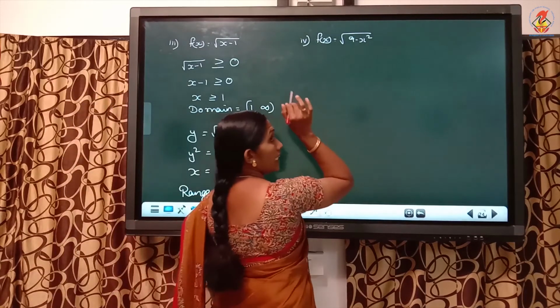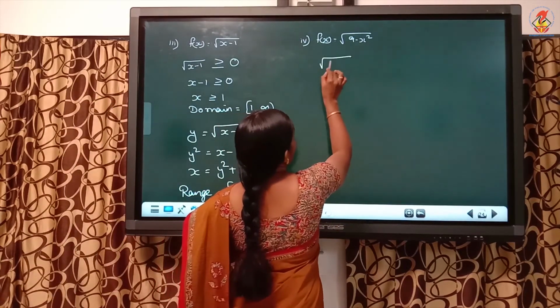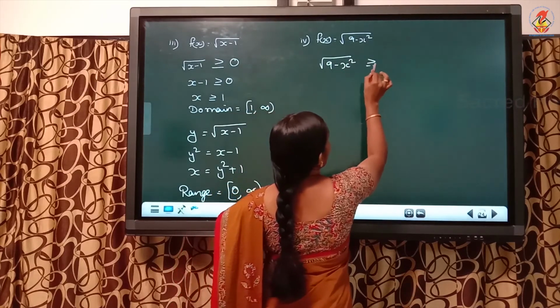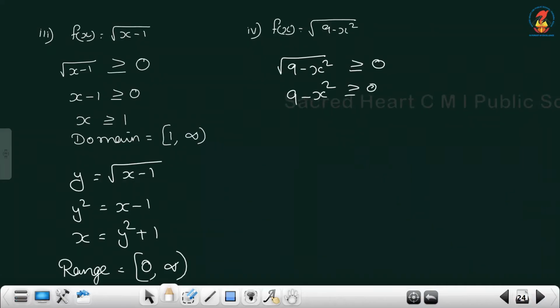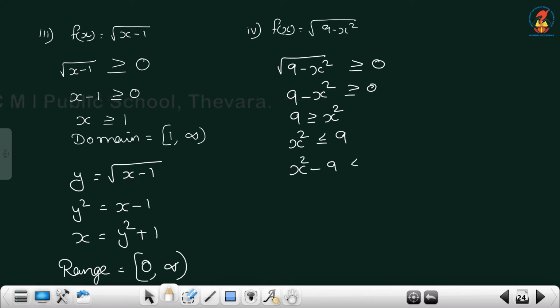Here also, for finding the domain, write 9 minus x square greater than or equal to 0. 9 is greater than or equal to x square. Or I can write x square less than or equal to 9. One method is, look, I take 9 to the left side. After that factorize. A square minus b square form. So a minus b into a plus b, that is product of two numbers less than or equal to 0.